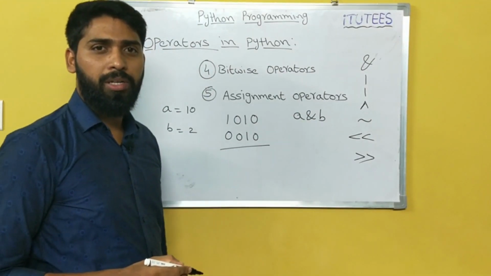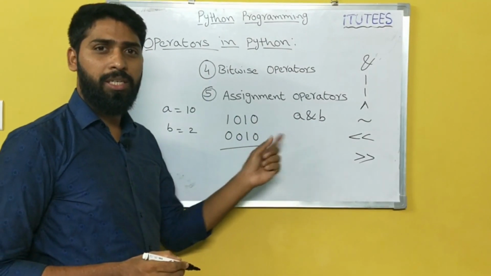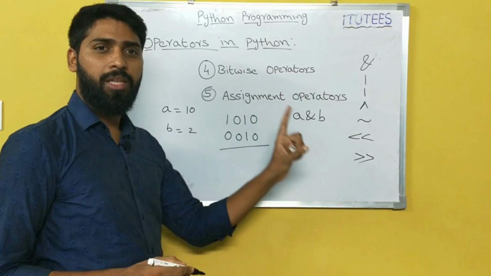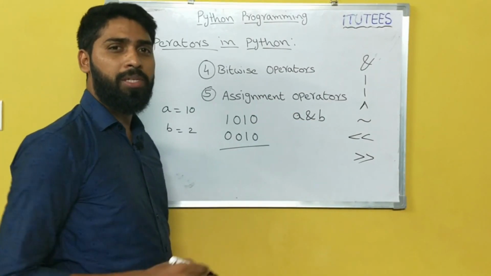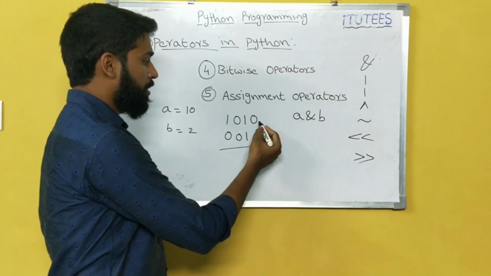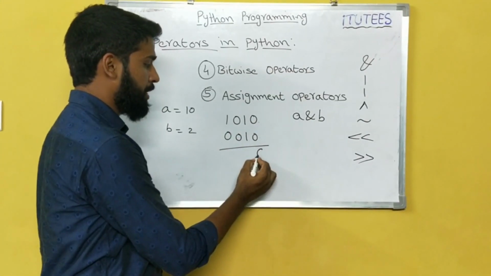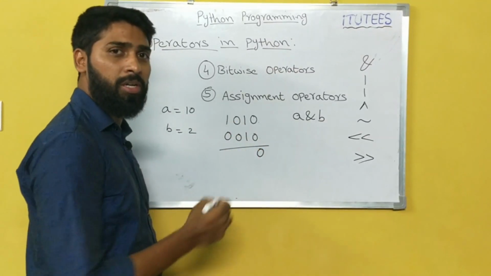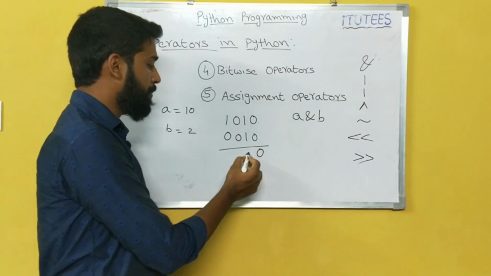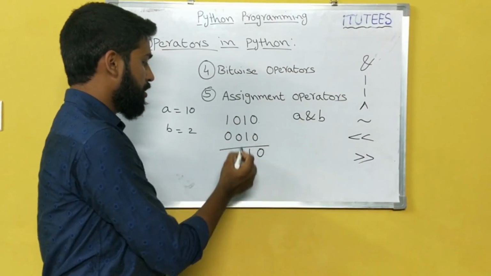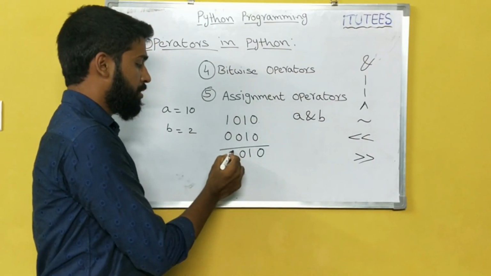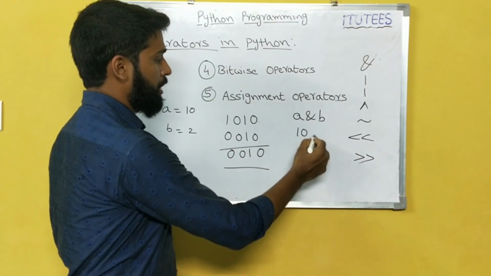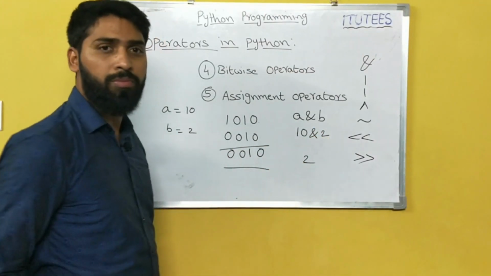So what is the AND operator? The AND operator sets the result bit to 1 if both the bits are 1. Here the two bits are 0 0, so the result bit is 0. And here the first bit is 1 and the second bit is also 1. When the two bits are 1, the result bit is 1. 0 0 0 1 0 0. So this is the result. That means a and b, that is 10 and 2, the result is 2.